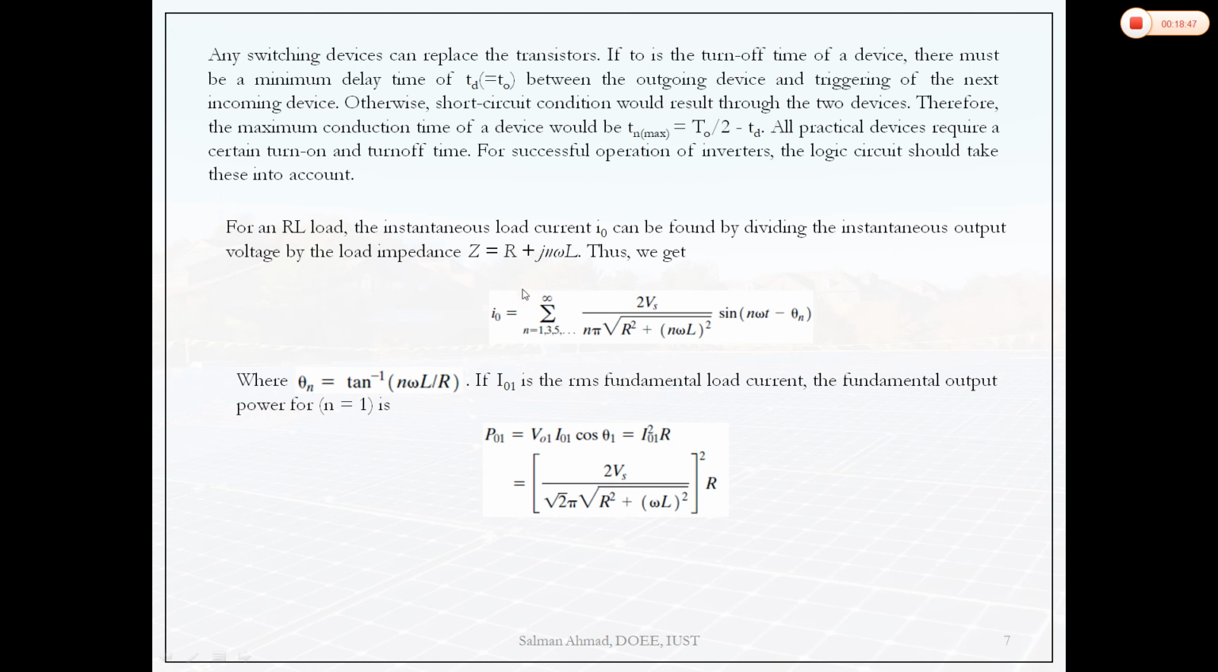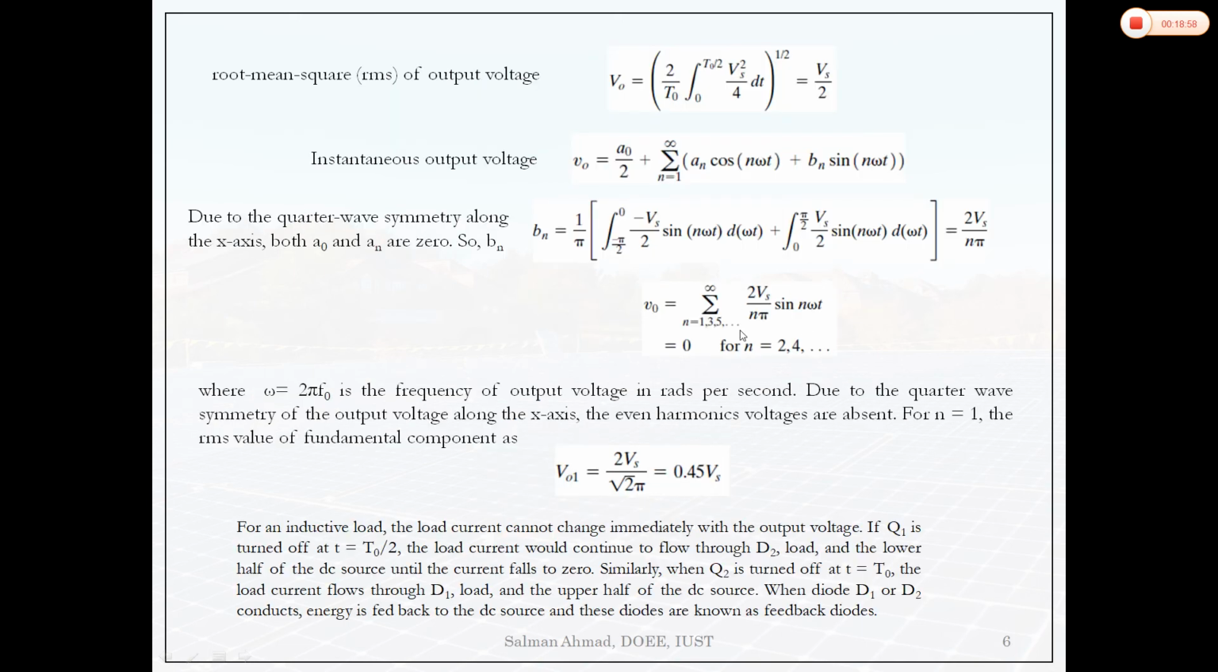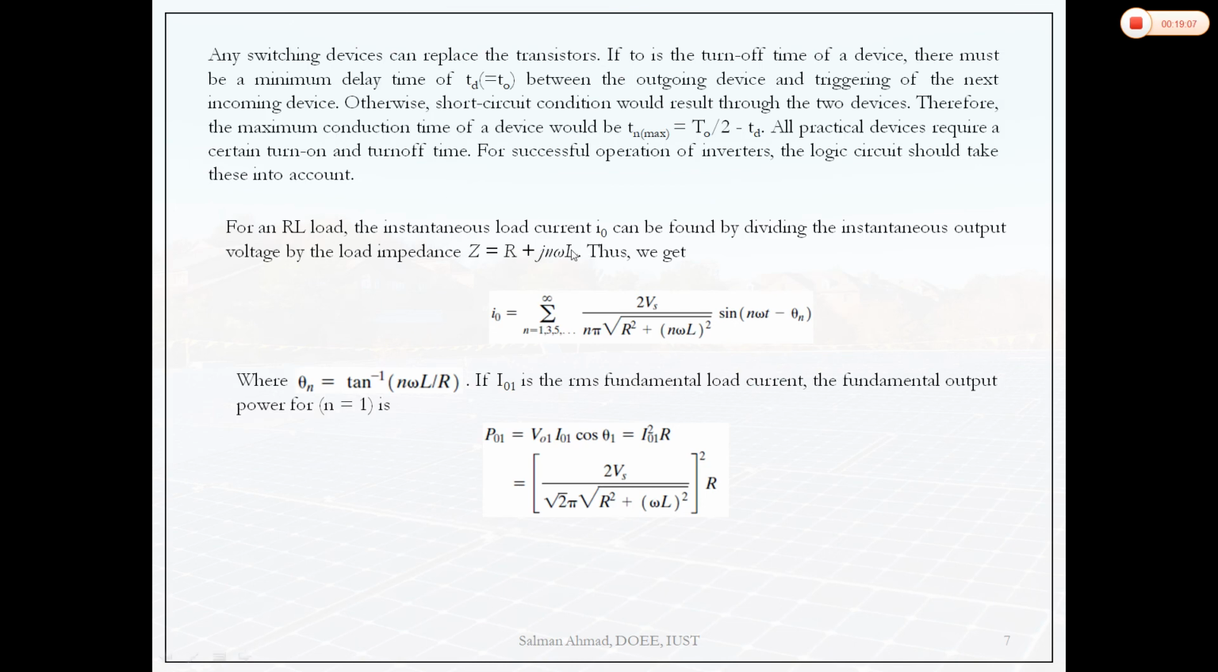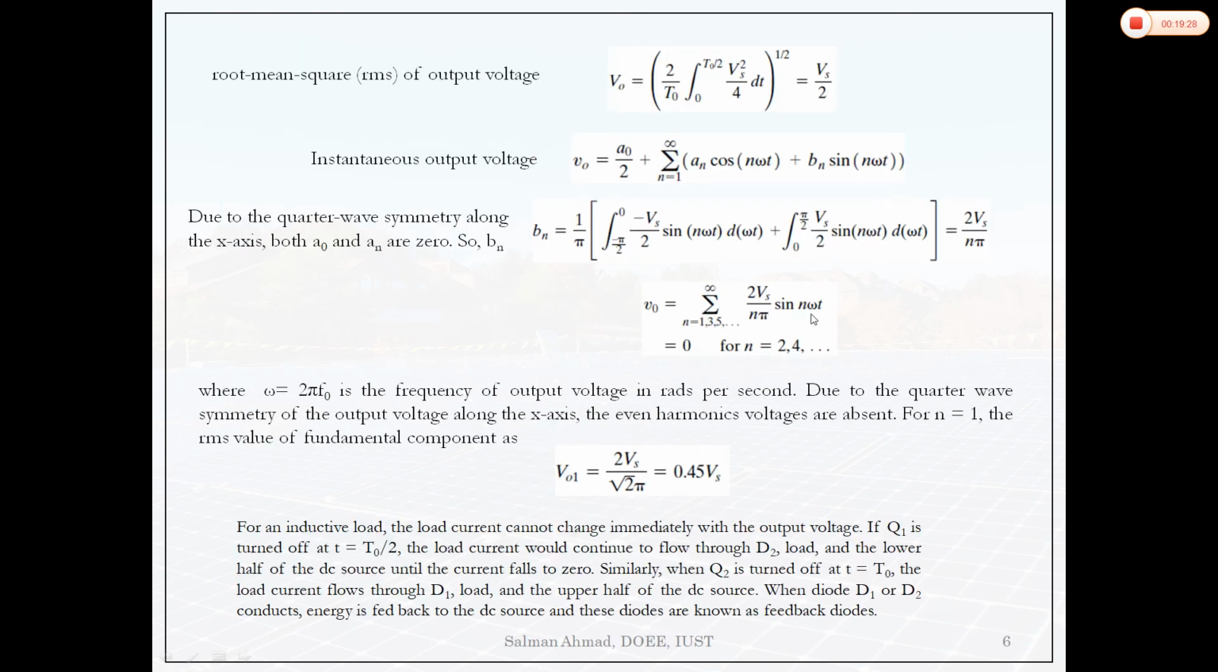Also you can find the current, that is voltage divided by impedance. For n is equal to 1, 3, 5 to infinity, the voltage was 2 Vs upon n pi sin n omega t, divided by Z. If you want to find the magnitude and phase angle of Z, the magnitude will be square root of R square plus n omega L square, and theta n will be tan inverse of n omega L upon R. You can see that theta n comes in subtraction, so sin of n omega t minus theta n.